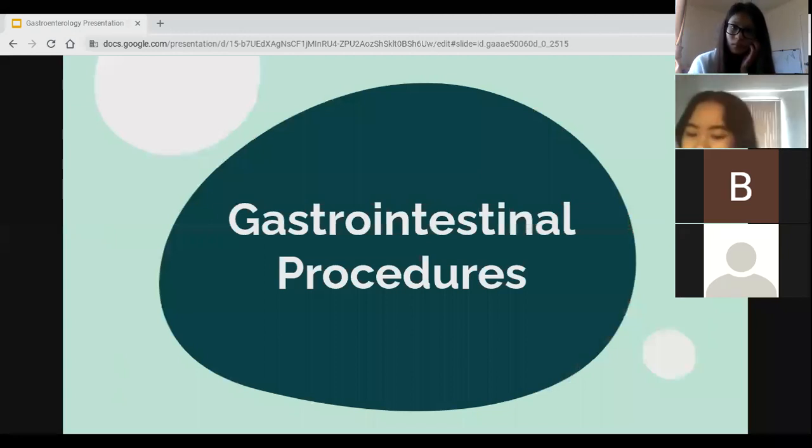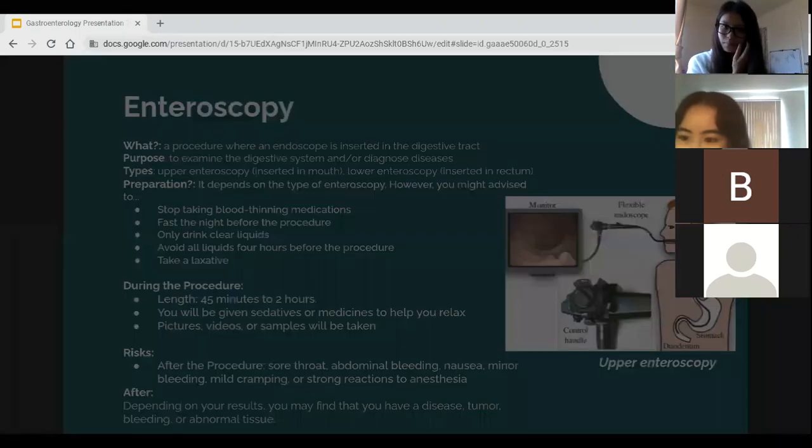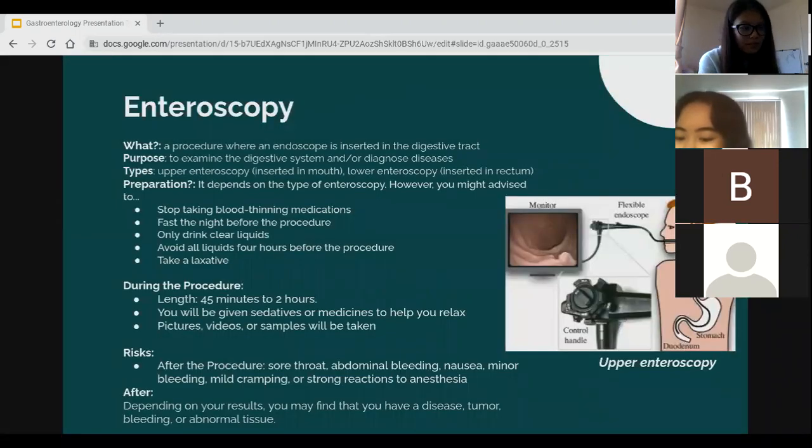Hello everyone, so now we'll be moving on to gastrointestinal procedures. These procedures help us diagnose some of the gastrointestinal diseases we've mentioned before. Let's go on to the first one, an enteroscopy. An enteroscopy is a procedure where an endoscope is inserted in your digestive tract. It's an umbrella term because there are many forms of enteroscopy, which you may hear later on.